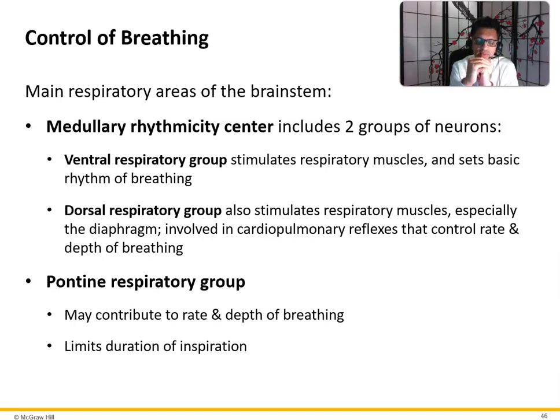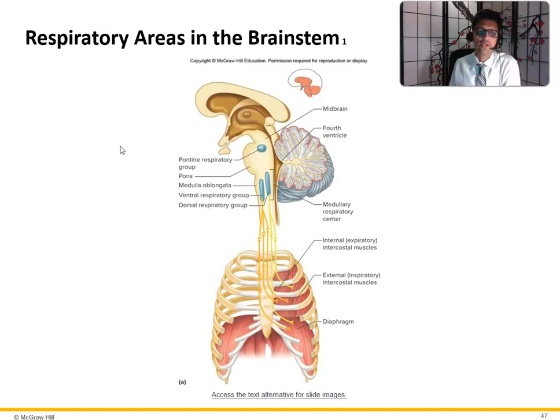The dorsal respiratory group also stimulates respiratory muscles, especially the diaphragm, and is involved in cardiopulmonary reflexes that control rate and depth of breathing. The pons may contribute to the rate and depth, but it limits the duration of inspiration depending on the levels of carbon dioxide and what it needs. Remember from the brain example, the frontal lobe can tell you what to do, but the cerebellum will fine-tune it. Here, the medulla is basically doing the breathing, but the pons is adjusting it and doing the fine tuning of that.